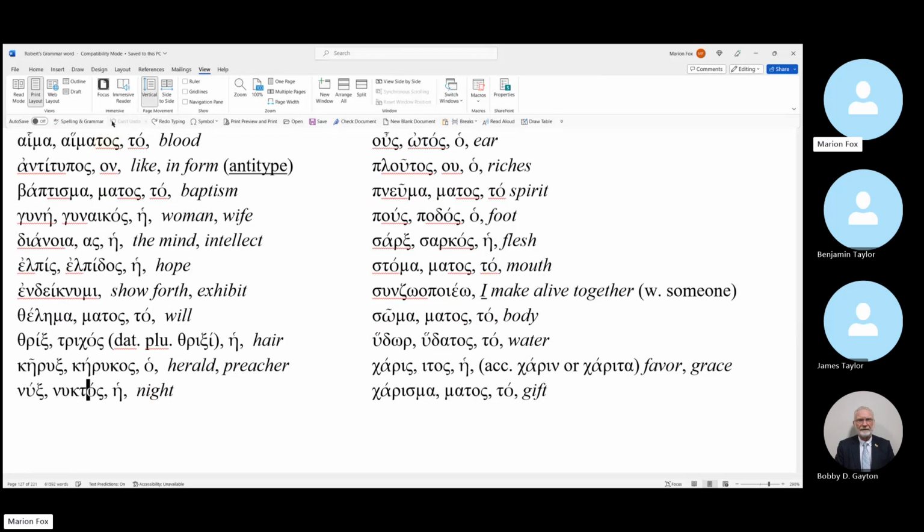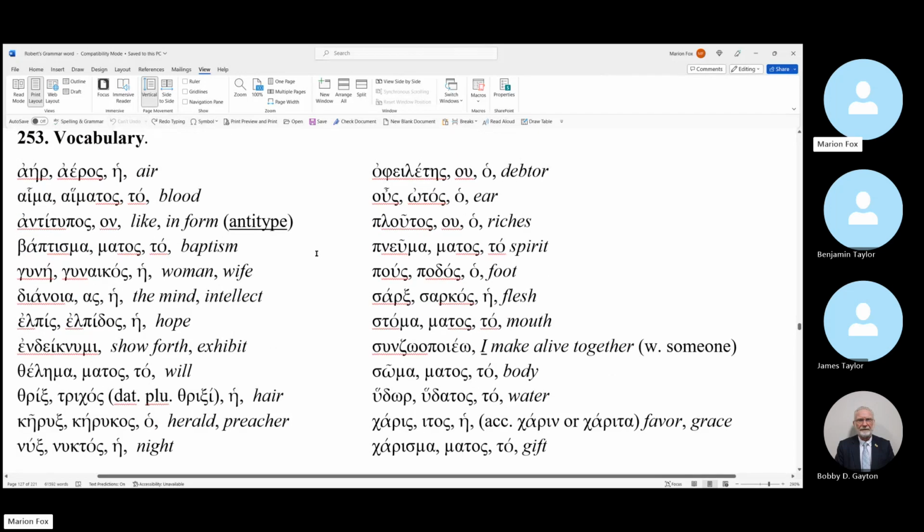So that's night. Opheilētēs, debtor. This is the idea of someone owing something. And now the verb form of that would be you owe something. Ous, ōtos, ear. And again, there's your stem. And again, something happens on it. I'm not sure. There's probably some other rules. We've got to go back and look at them.